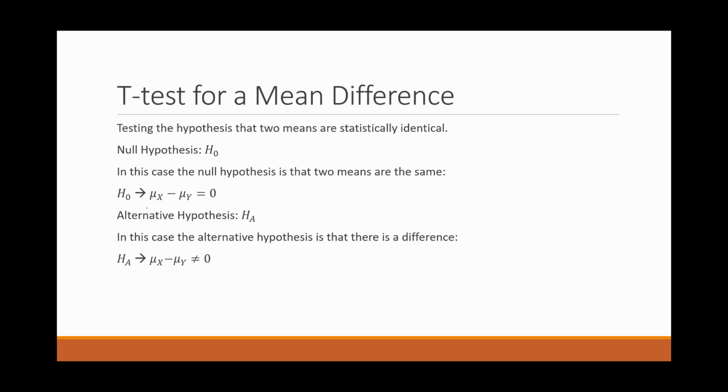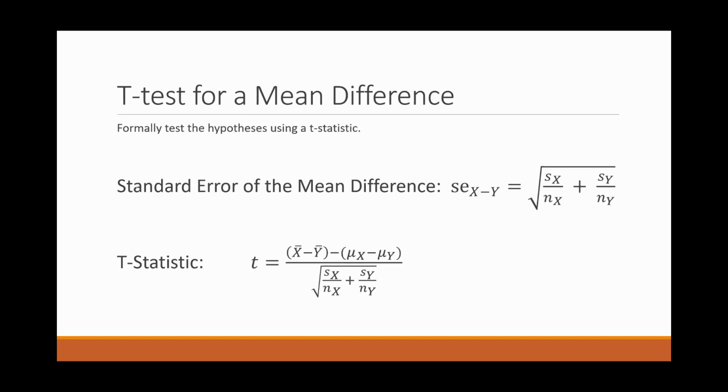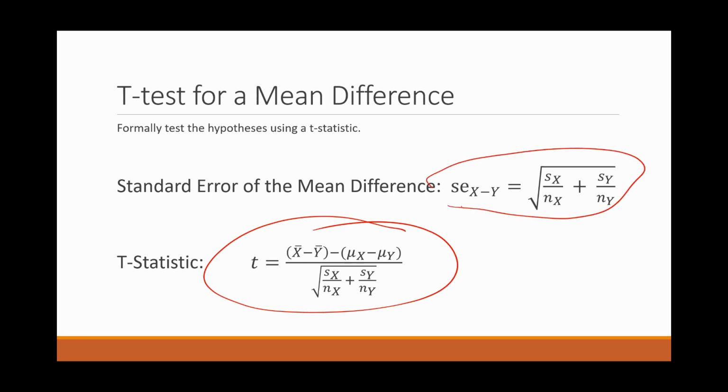You would just state your null hypothesis about the difference between two means, and then you go through the same steps. Here's your t-statistic. It's just a little bit more complicated. The standard error equation is more complicated. You don't actually need to worry about learning this equation. You're not going to do this by hand. Software is going to do it for you.